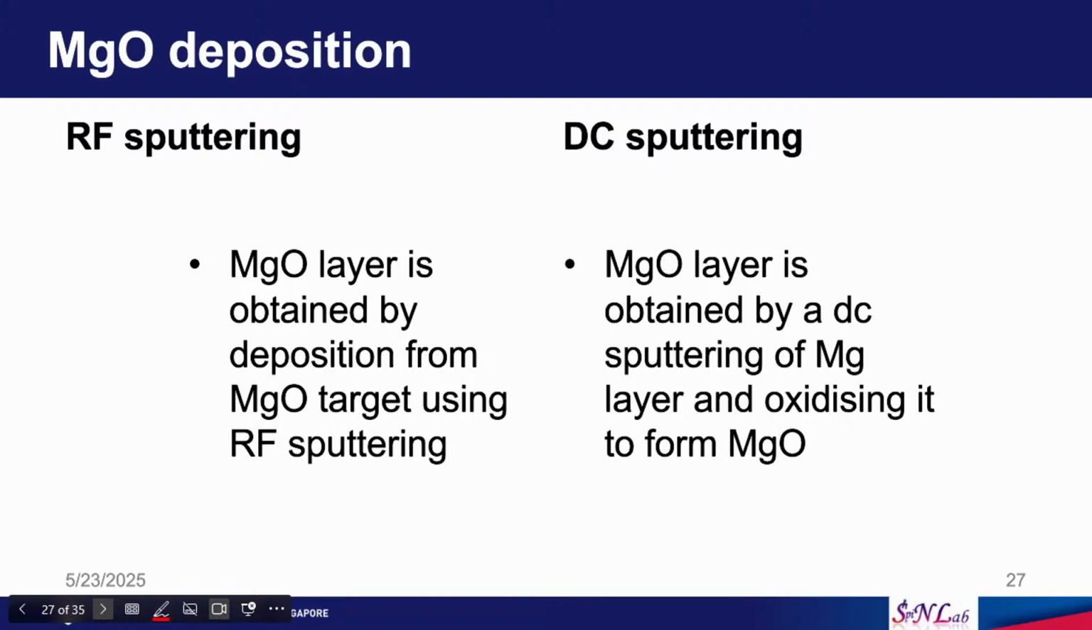One method is to have a magnesium oxide target and use radio frequency sputtering to get a magnesium oxide layer. The second type is to use a magnesium target. Magnesium is a metal, so you can use direct current sputtering. During the sputtering, they will deposit a thin layer of magnesium, then oxidize the magnesium to form magnesium oxide.